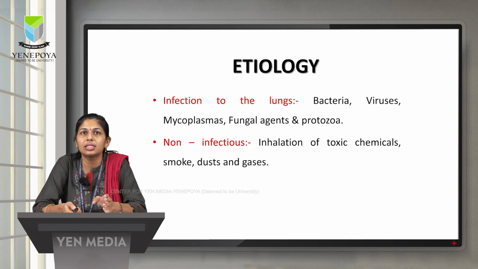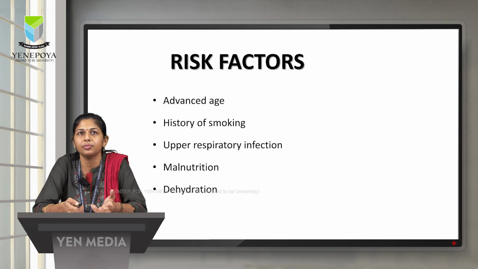What are the infectious reasons? We have seen different types of pneumonia, in which we have already discussed viral pneumonia, bacterial pneumonia and atypical pneumonia. So infection to the lung can be caused by bacteria, viruses, mycoplasma, fungal agents and protozoa. Then coming to non-infectious causes, inhalation of toxic chemicals can lead to pneumonia. Apart from that, smoke, dust and gases can also cause pneumonia.